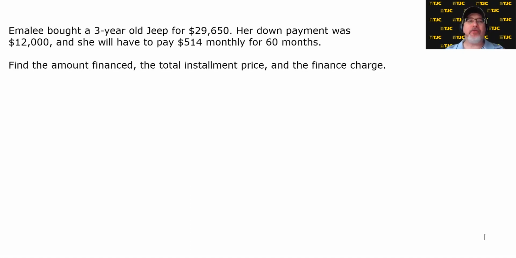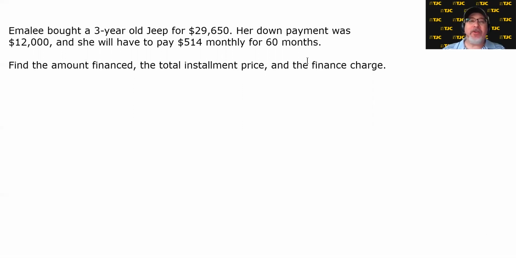Emily bought a 3-year-old Jeep for $29,650. Having recently purchased a Jeep ourselves, my family, I can tell you that finding a 3-year-old Jeep for that price is kind of a steal, at least in terms of what they're valued at. Anyway, her down payment was $12,000, and she will have to pay $514 monthly for 60 months. Find the amount financed, the total installment price, and the finance charge.